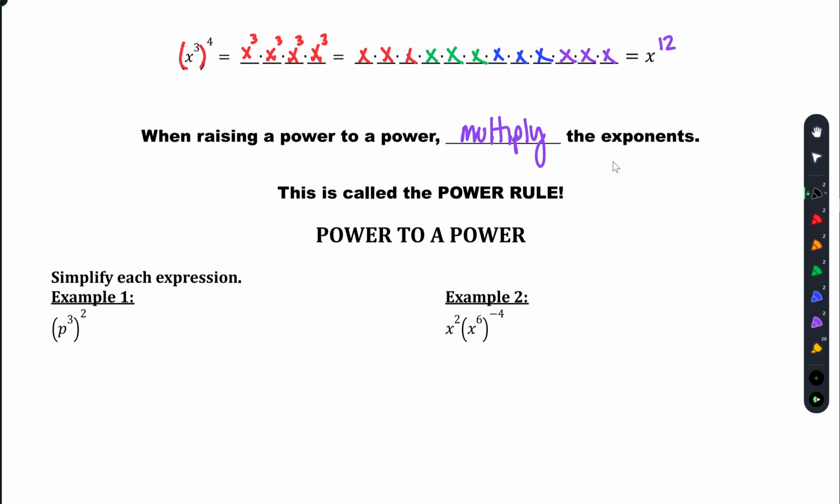It's very straightforward. If I have p to the third raised to the second power, what does that give me? Cody. P to the sixth. 3 times 2 is 6.